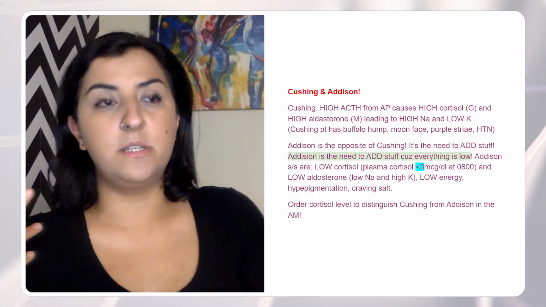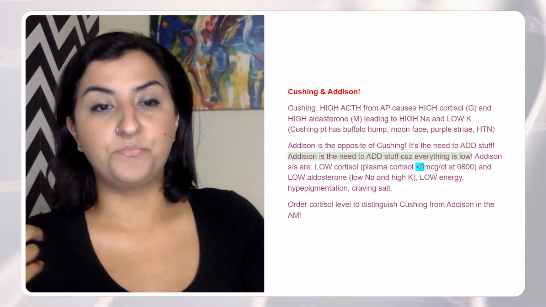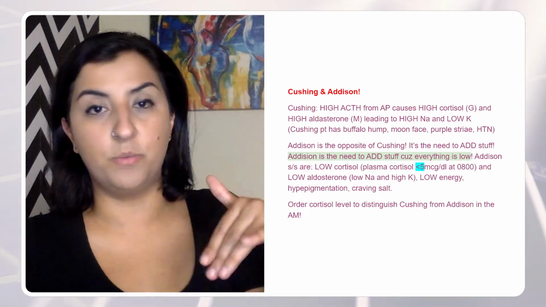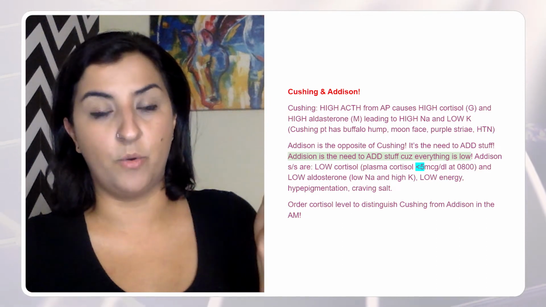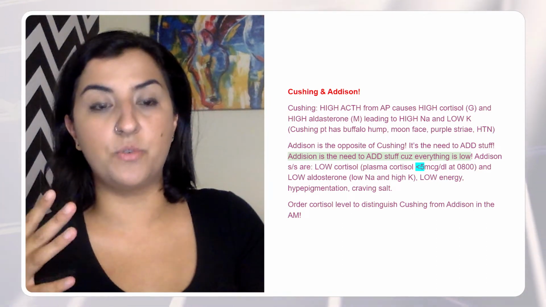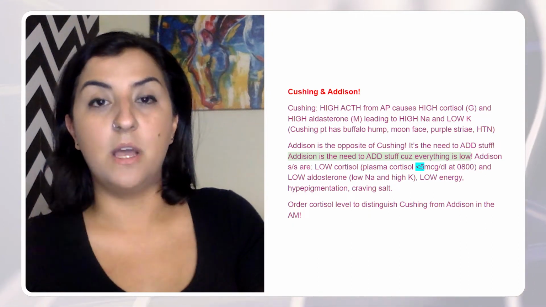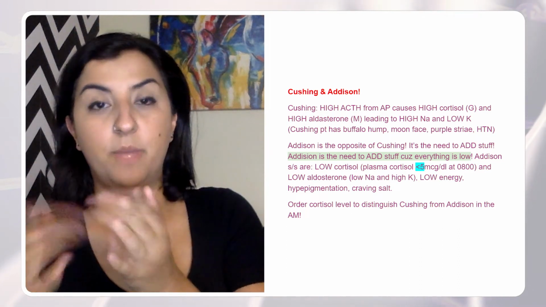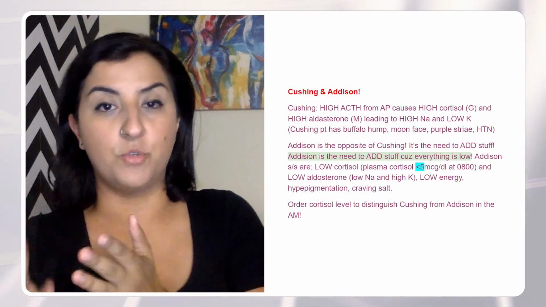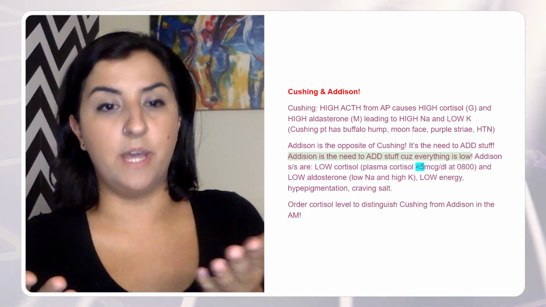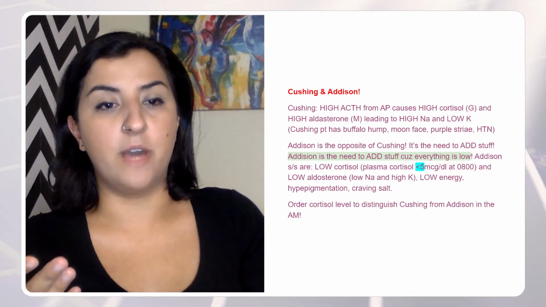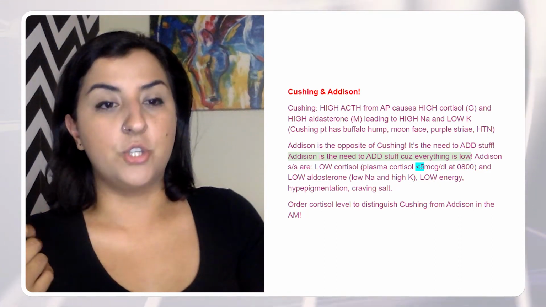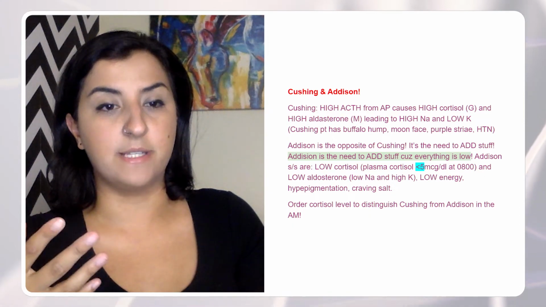So keep in mind two things about this section. Sodium and potassium are always opposite, okay? High sodium means low potassium, and low sodium means high potassium. And high aldosterone always means high sodium. So every time you have high aldosterone, you have high sodium. Every time you have low aldosterone, you have low sodium. So this ties it all together. And when it comes to cortisol, when your cortisol is low, your energy is low. Okay, and this is how you compare the two, Cushing and Addison.